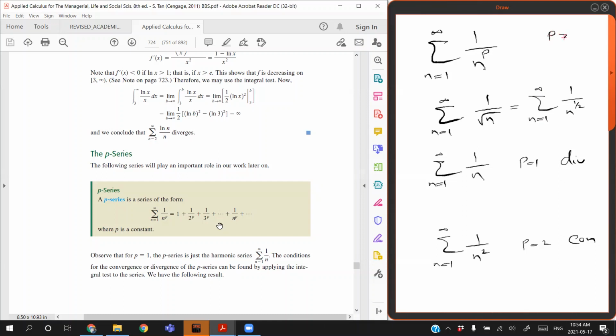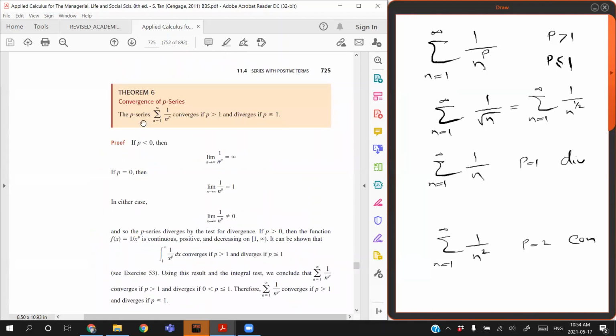If P is greater than 1, the series is convergent. And if P is less than or equal to 1, then the series is divergent. So that's the theorem.